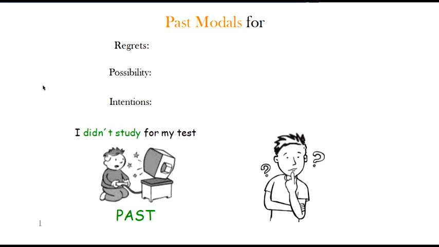Okay, guys, so let's review the two types of grammar we saw today. Now we have the past modals, and we have past modals for regrets, possibility, and intentions. So if we remember, he's thinking about the past, he didn't study for the test, and he's thinking about a regret. And he says, I should have studied for the test. Again, my past modal is should have, and I use the past participle studied to talk about a regret, something that I should have done or shouldn't have done, and now I feel bad about it. Those are regrets.